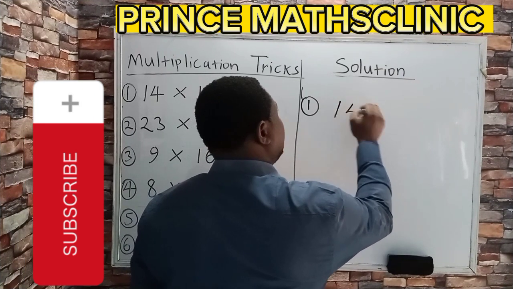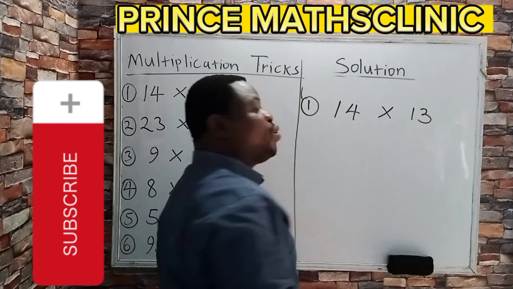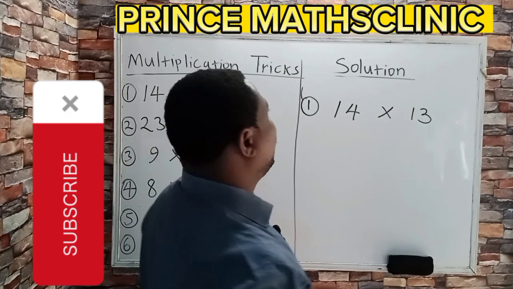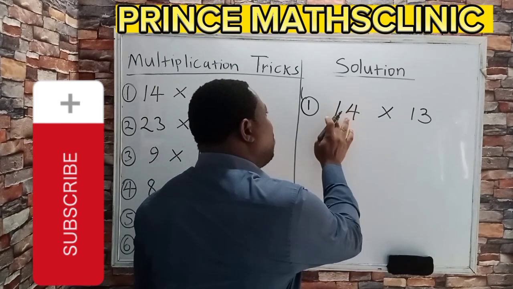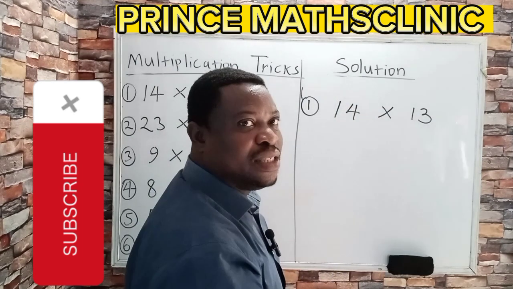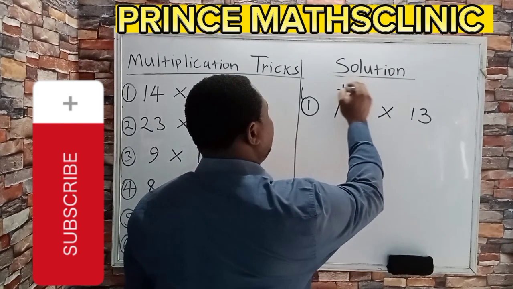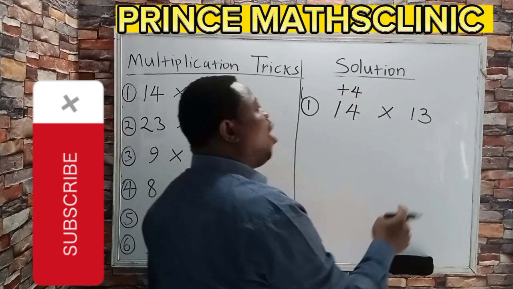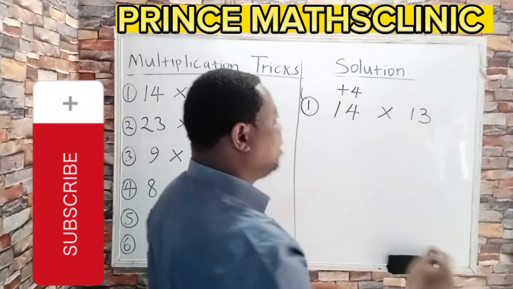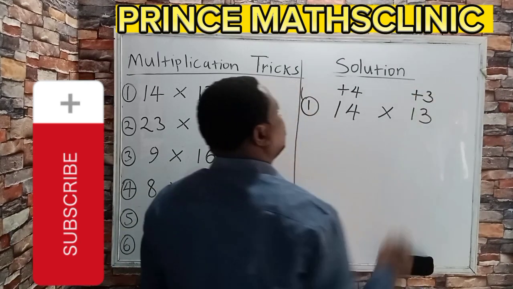Okay, you have 14 times 13. These two numbers are in their tens. Therefore, how much is 14 greater than 10? It's greater than 10 by 4, so put positive 4 here. How much is 13 greater than 10? It is greater by 3, so put a plus 3 here.